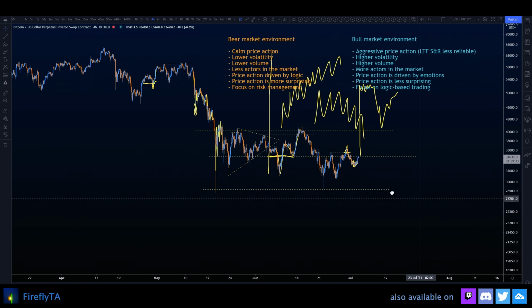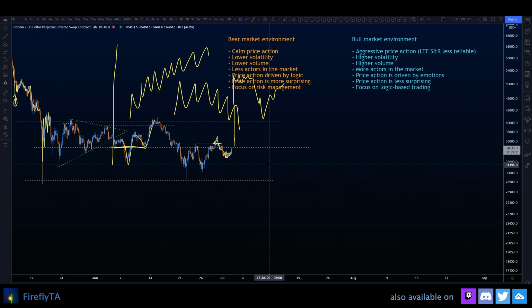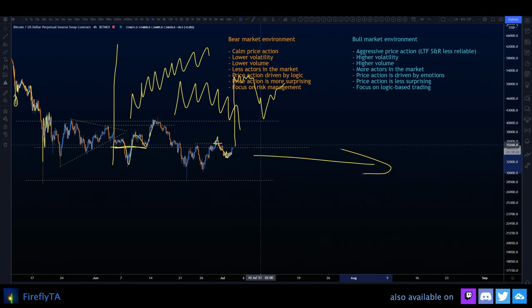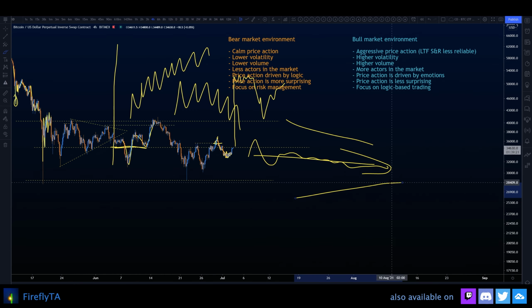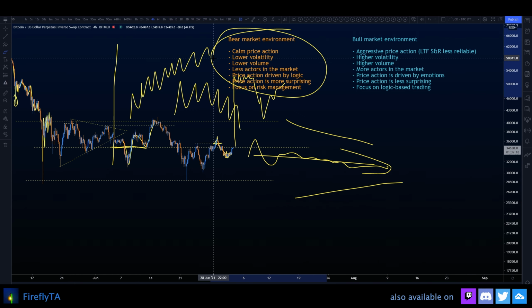So if we continue this trading range in this direction, and let one or two months pass, price action will calm down at some point. We'll enter a pressure zone, and then we will have more of a bear market environment. More and more people will leave the market because it's boring. There's not much money to be made. Maybe they are broke. They have blown their accounts over here.